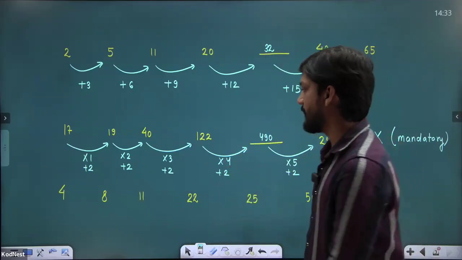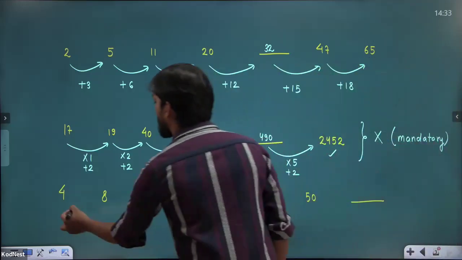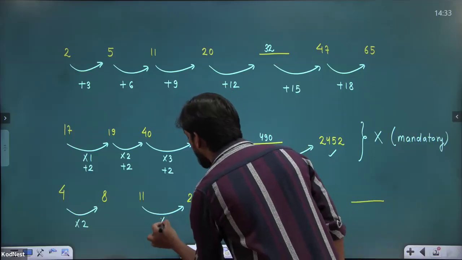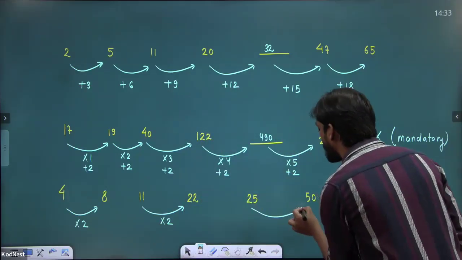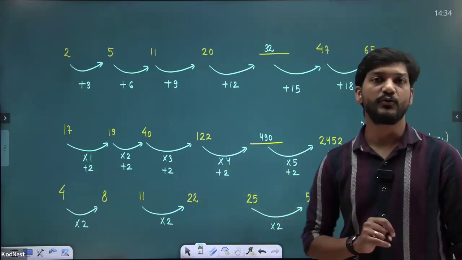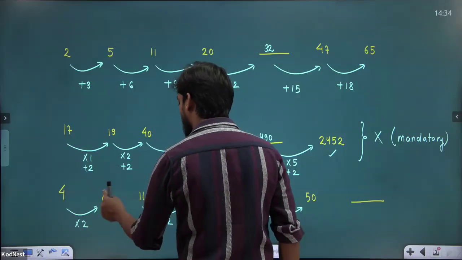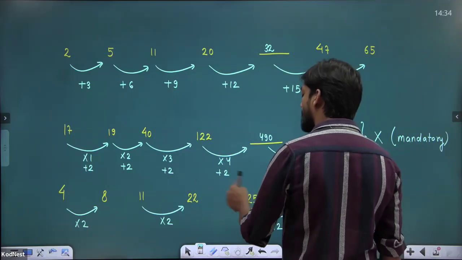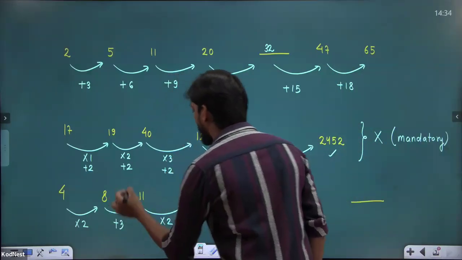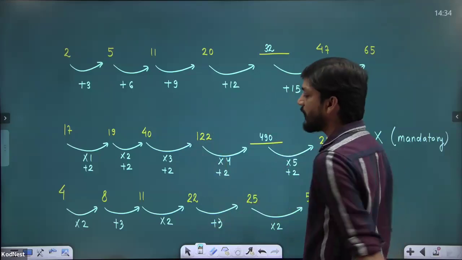All right, next. When I look at the numbers, somewhere I'm observing directly multiplication is working out. So 4 into 2, 11 into 2, and 25 into 2. And everywhere it is multiply by 2. These two cannot be related by multiplication. These two also cannot be related by multiplication. So let's see addition, 8 plus 3. And here also it is plus 3.